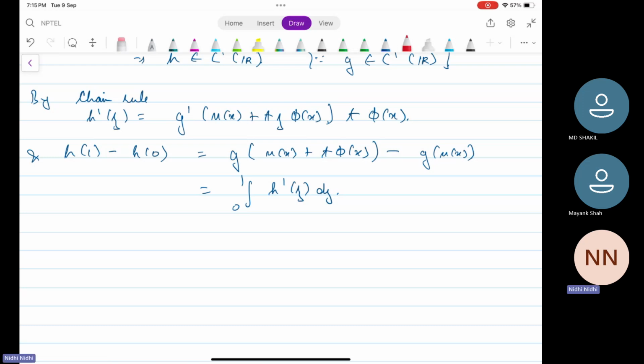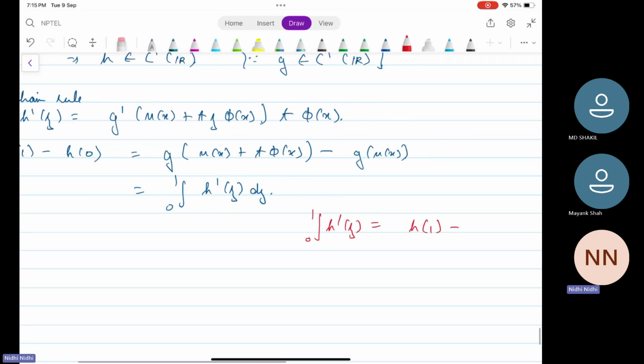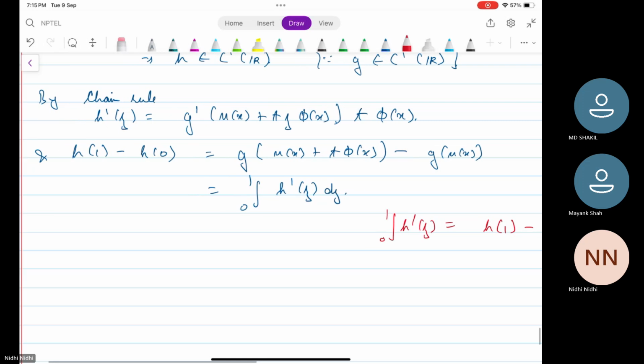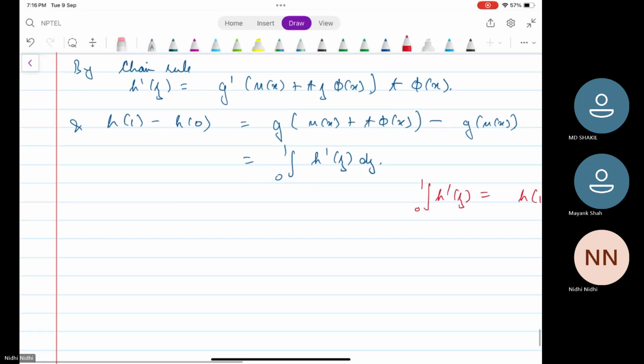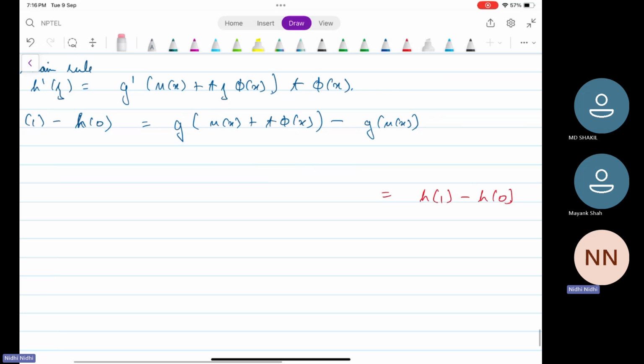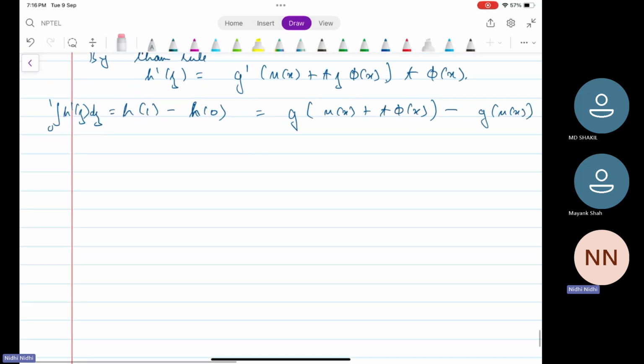Because we know that by the fundamental theorem of calculus, the integral from 0 to 1 of h'(z) dz is nothing but h(1) minus h(0). So I should have written it before. We can write it as the integral from 0 to 1 of h'(z) dz, which is equal to h(1) minus h(0), which is equal to, by definition, g(u + tφ(x)) minus g(u).